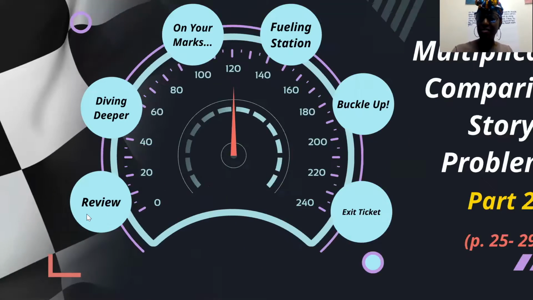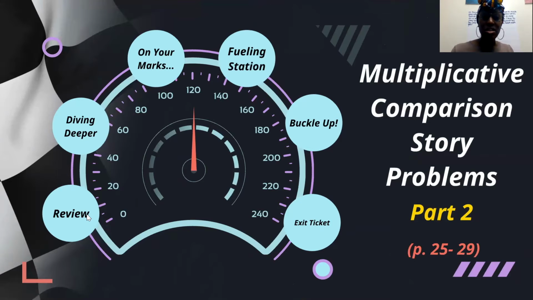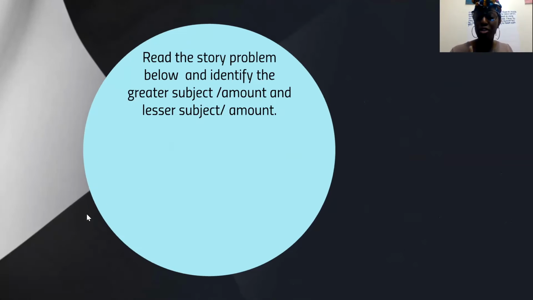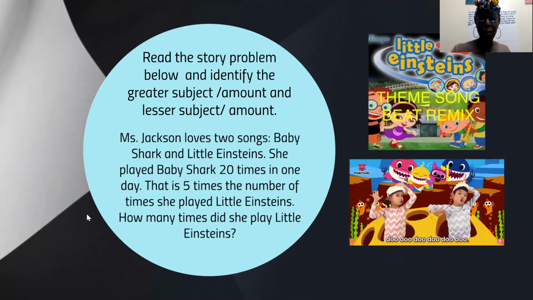Alrighty, now that we have these big ideas in mind, let's go ahead and dive a little deeper by reading a story problem. This is a little bit of mental math where I want you to not write down the story problem. You don't have to solve, but I do want you to think, what is the greater subject and possibly amount if it's mentioned? And then what is the lesser subject and then possibly amount if it's mentioned? All right, let's see our story problem.